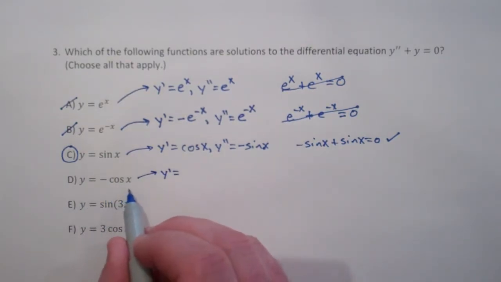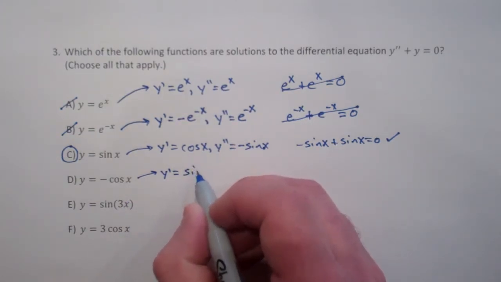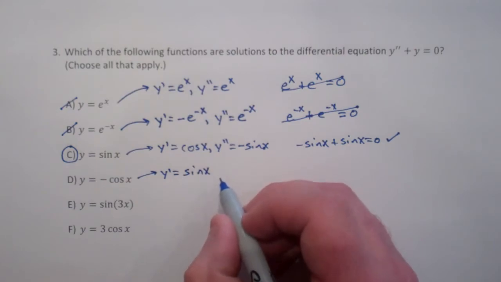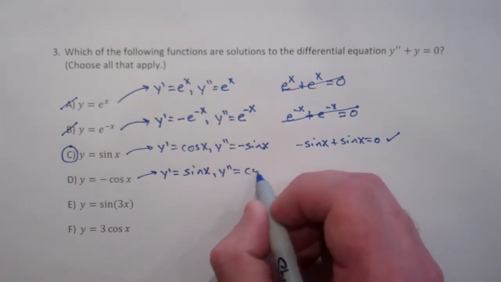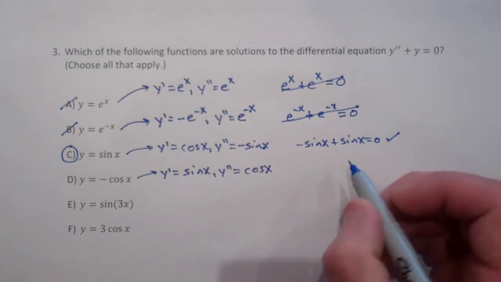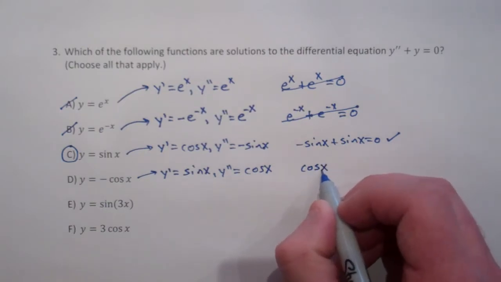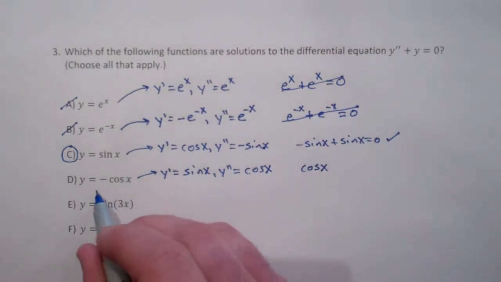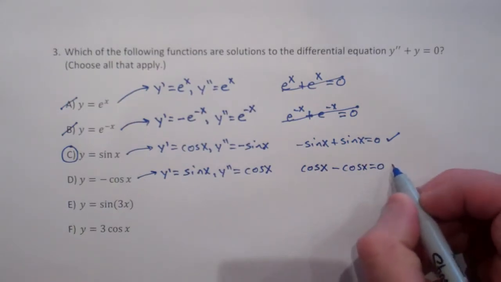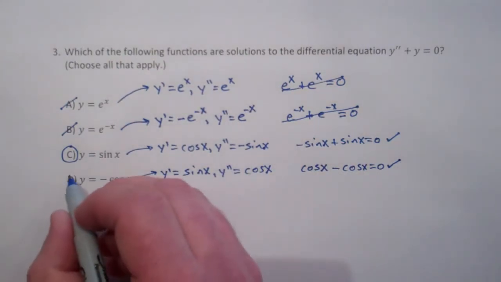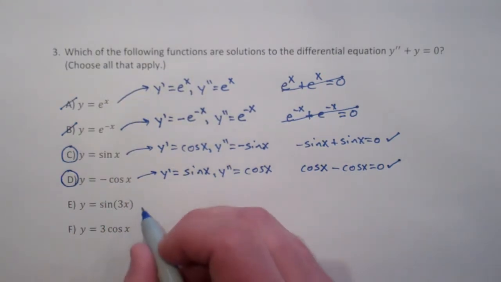Here we have y is equal to negative cosine x, so y prime is equal to the sine of x, and then the second derivative will be equal to cosine of x. So here I have my second derivative, which is the cosine of x, plus y, and y was negative cosine of x. That's supposed to be equal to 0, and it is. So D is also another possibility. We just have a few more to do here.